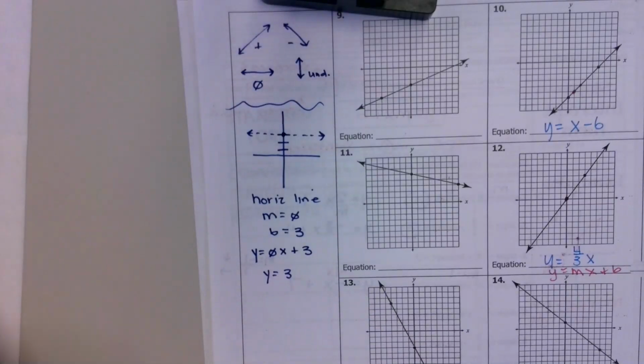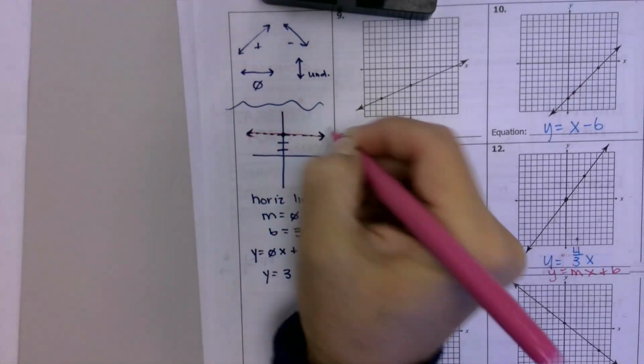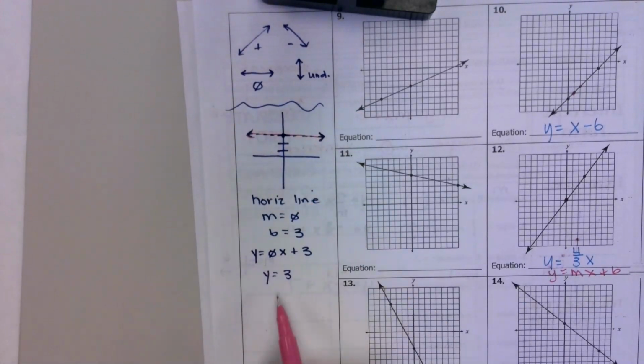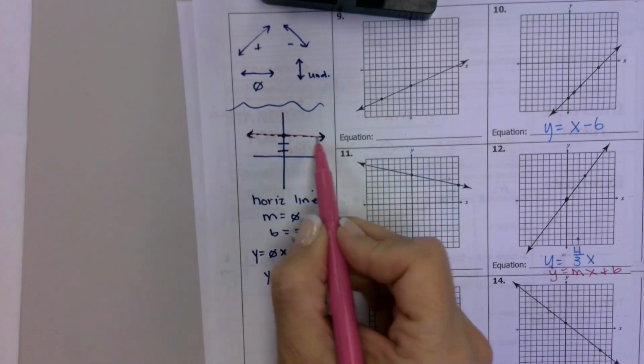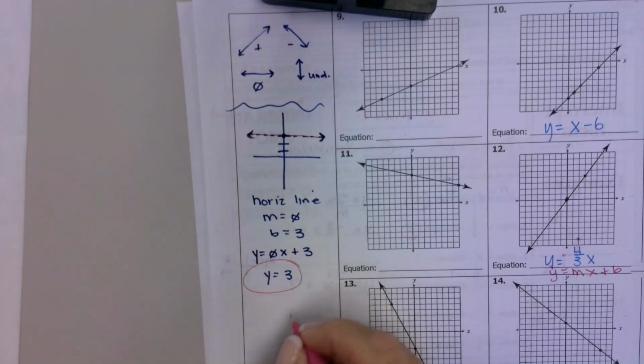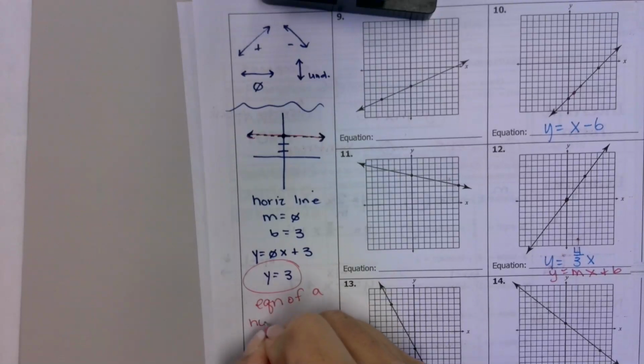Now, if you think about it, this makes a whole lot of sense, right? If I have this line that we want to draw, this pink line right here, this is saying draw a line when y equals 3. Well, that's what I have. When y equals 3, I have this line that goes through this point. So this is an equation of a horizontal line.